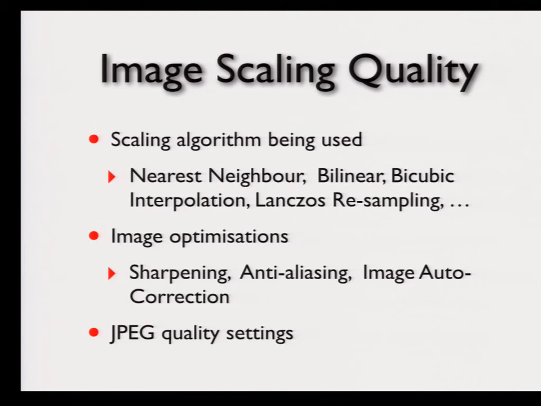And when you talk about image quality, it's a lot about the algorithms being used. There are simple ones, there are more complicated ones. The more complicated ones take more time. You might do some image pre-processing, like sharpening, anti-aliasing. You might do some auto-correction of images. If it's underexposed, you spread the exposure within the image. And one important thing is the JPEG quality settings, assuming that you're writing JPEGs. If your image quality is too low, you get a very small output file, but it looks ugly.